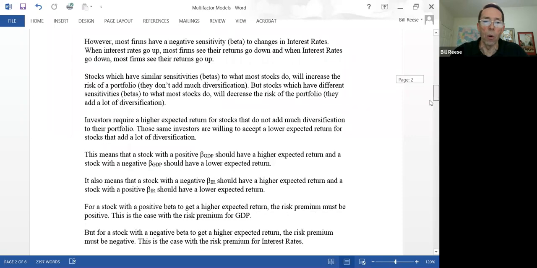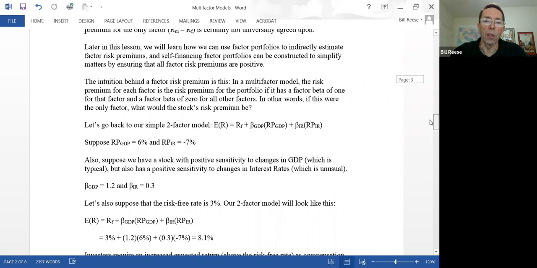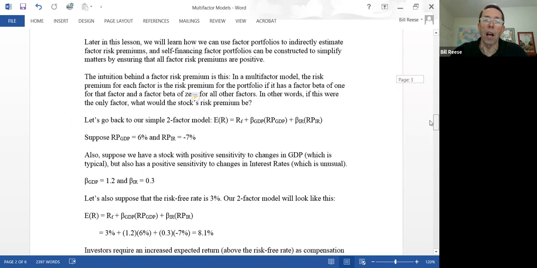So let's suppose that we have done a little bit of work and we have come up with a risk premium for gross domestic product. How we come up with these risk premiums we'll talk about later, because it's a little bit more complex. We've come up with a risk premium for gross domestic product of 6%, kind of like we did with the 5.7% for the R sub m minus R sub f in the CAPM. And we've come up with a risk premium for interest rates of negative 7%.